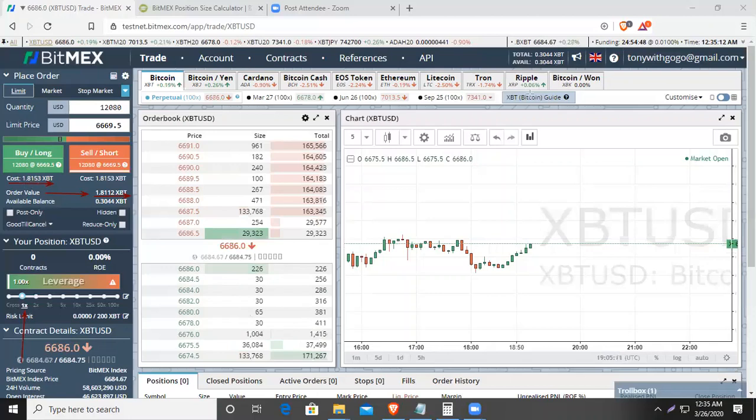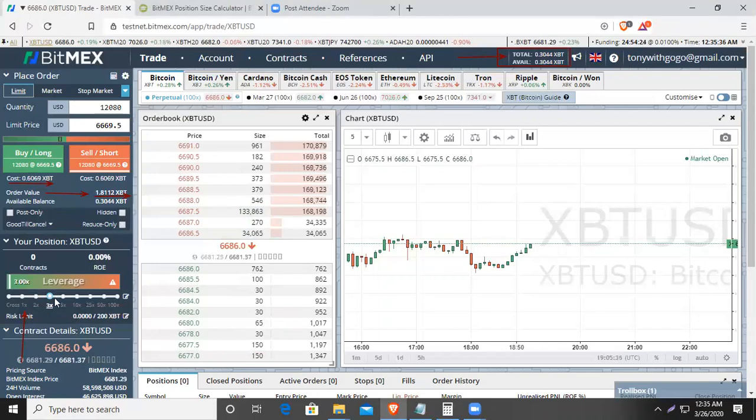Okay, but what is our balance? Our balance is very low. Our total balance is 0.3044. We do not have 1.8 Bitcoin. So what I will do, I will increase the leverage. I take it to 2x. I take it to 3x.